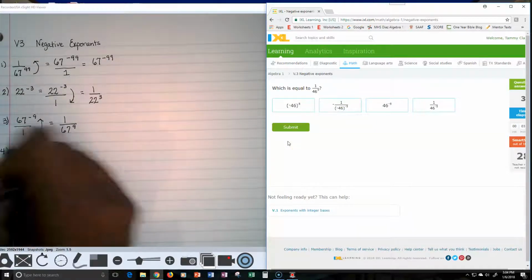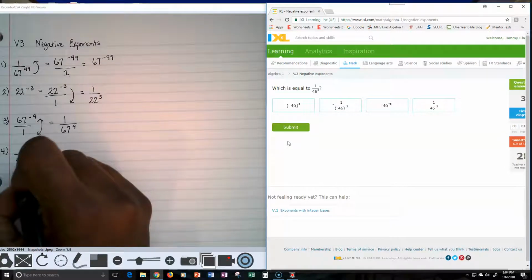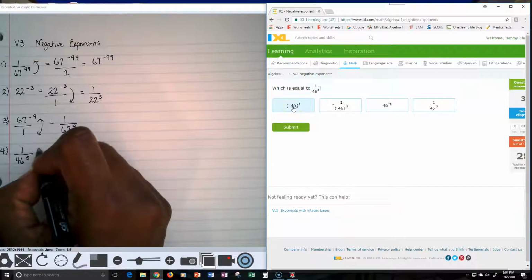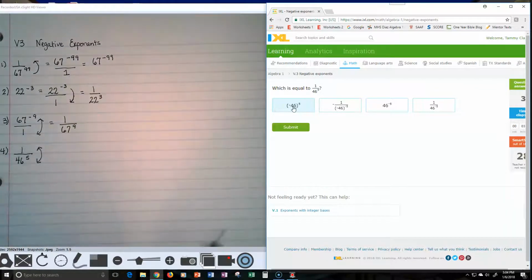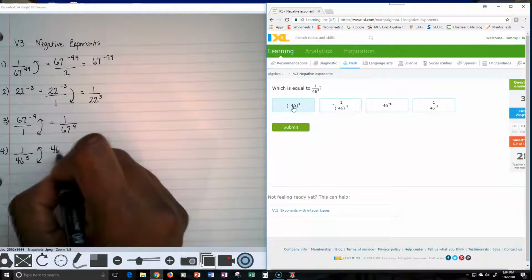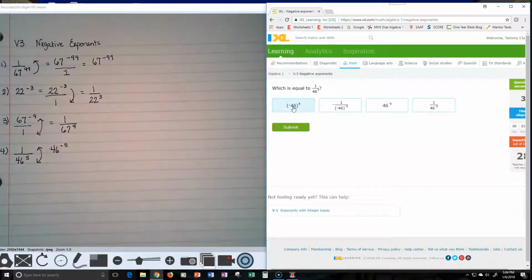Number 4, which is equal to 1 over 46 to the 5th power? Well, this would not be correct because although it's switched over, we don't have a negative base. What we have is a positive base. So let's go ahead and figure out an answer first and then we'll compare. So if I switch these over, I would have 46 to the negative 5th power. And remember, we don't have to write it over 1.